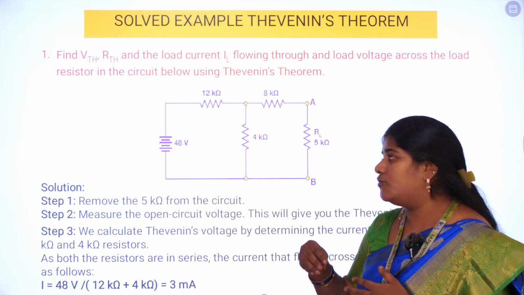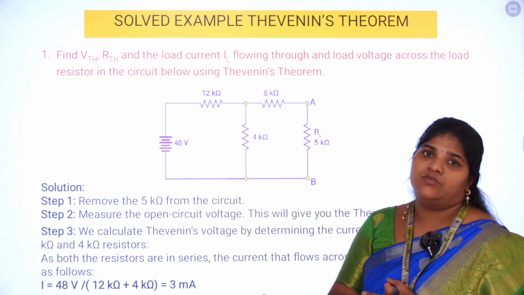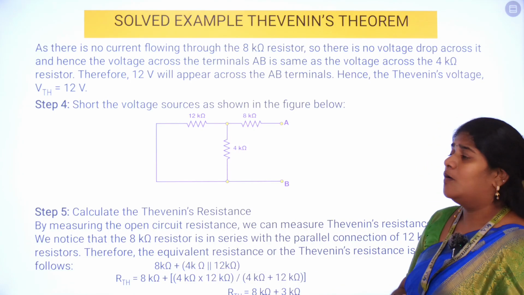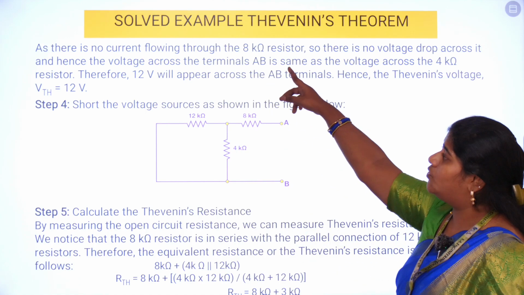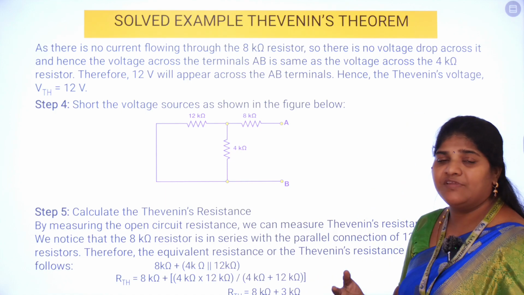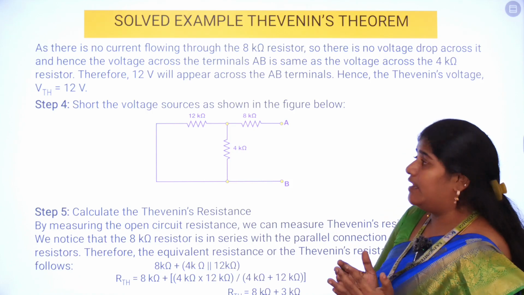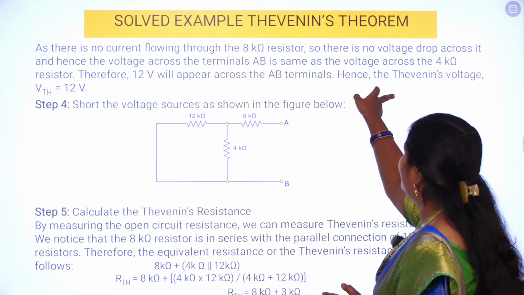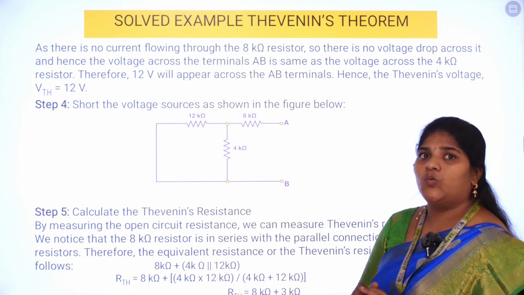So once I am able to find out what is the current flowing through this 4K, I am able to find out the voltage. So again, by Ohm's law, we can calculate V is equal to I into R, right? So you can see here very clearly, as there is no current flowing through the 8K resistor, there is no voltage drop across it. So that is the reason we have not taken into account the 8K. We are very much confined only with that 12 kilo ohm and 4 kilo ohm. And here 12 volt will appear across the AB terminals, hence the Thevenin's voltage or the open circuited voltage for this circuit is 12 volt.